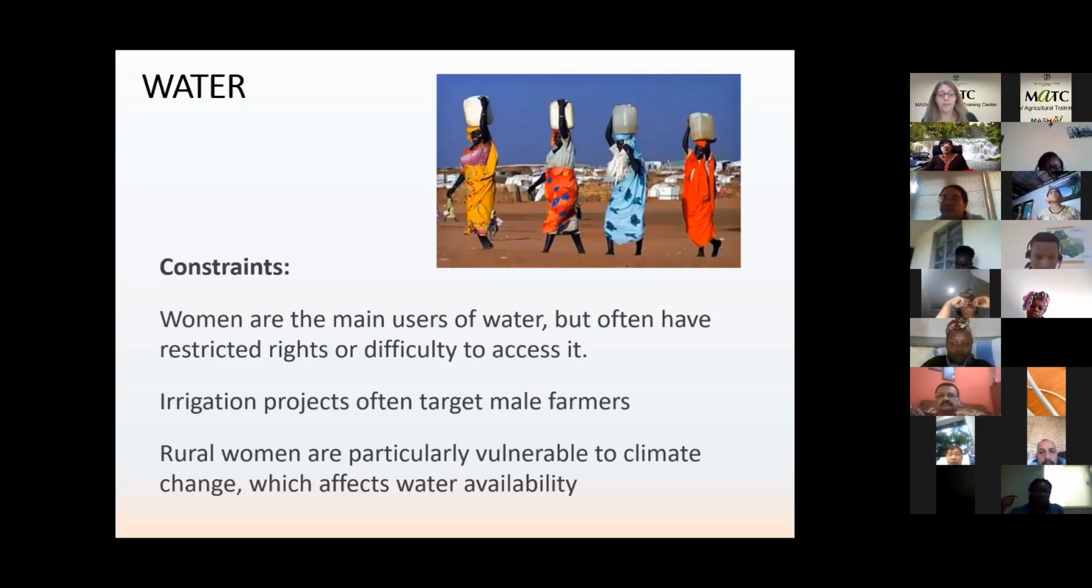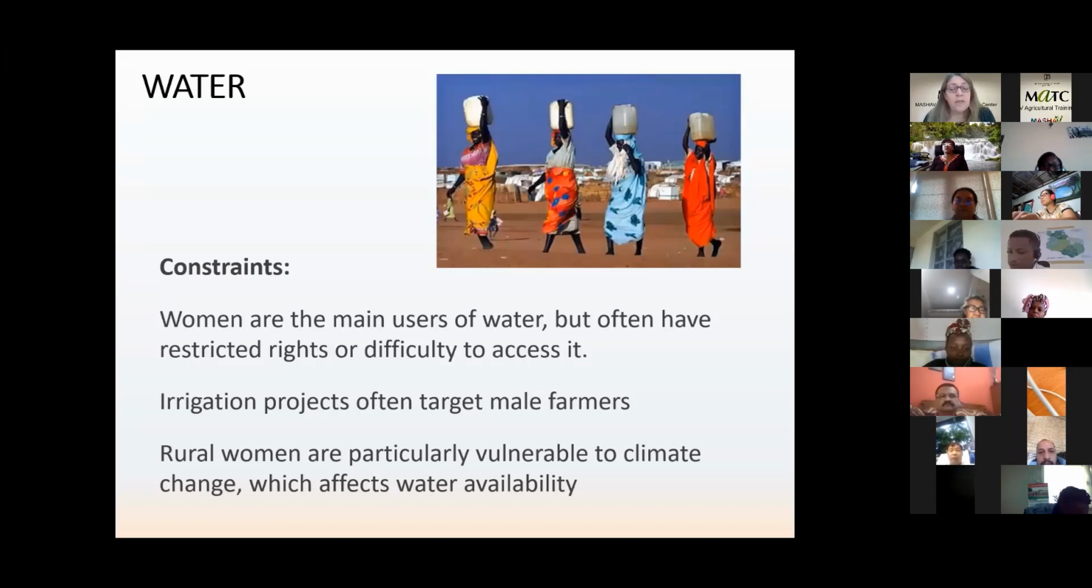fetching water. So women are the main users of water, but often they have restricted rights or difficulty accessing water sources, clean water, acceptable water. Irrigation projects, on the other hand, often target male farmers. Rural women are particularly vulnerable also to climate change, which affects water availability. Regarding climate change, I think if I have time, I will say a few words at the end.